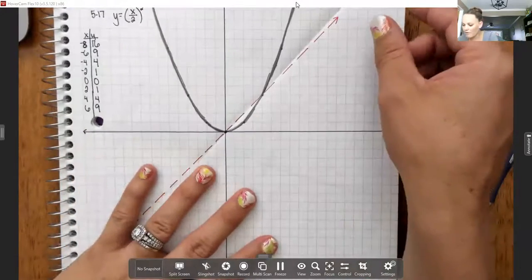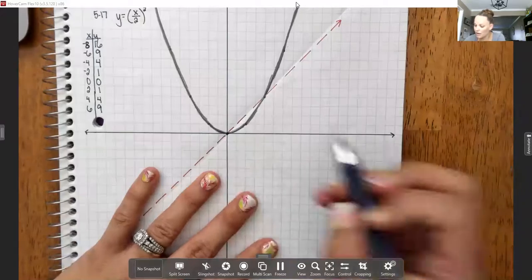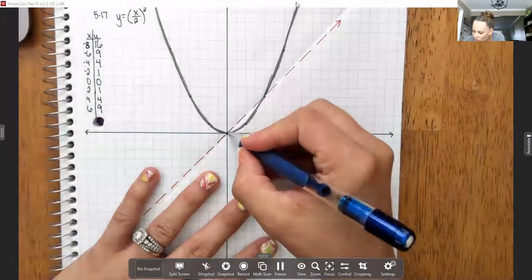And it is very faint on my paper. I don't know if the lighting even lets you see it, but I can see it. It's right here.